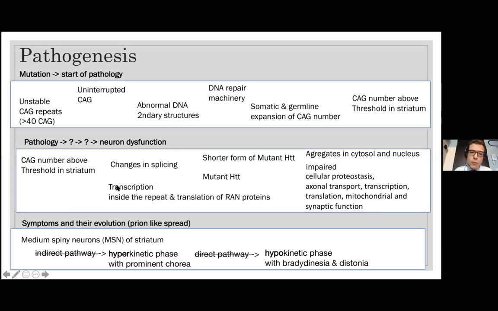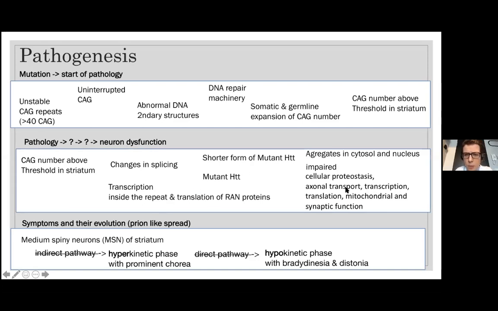There are also new mechanisms such as transcription of the repeat itself. So transcription starting on the repeats, which is very different from what we're used to. But everything is still being discovered. So there's a lot of unknowns about how the pathology leads to neuron dysfunction, but there are already many findings that could all happen at the same time.